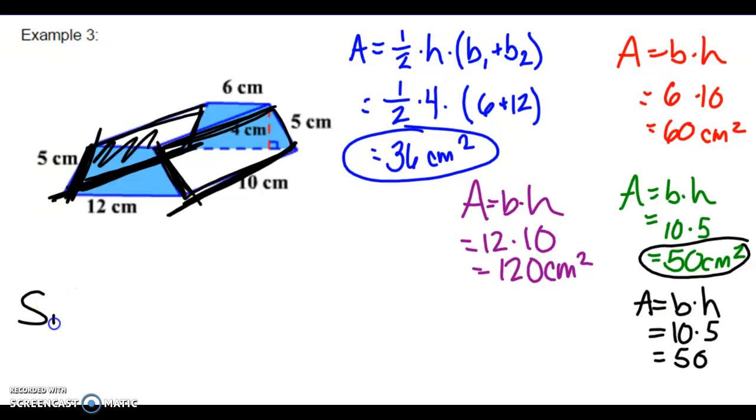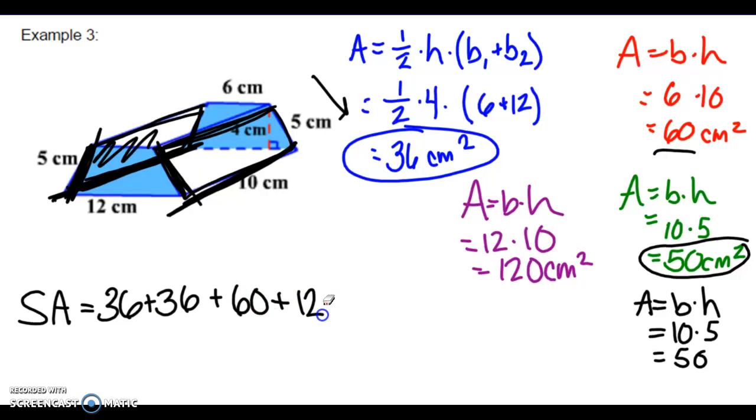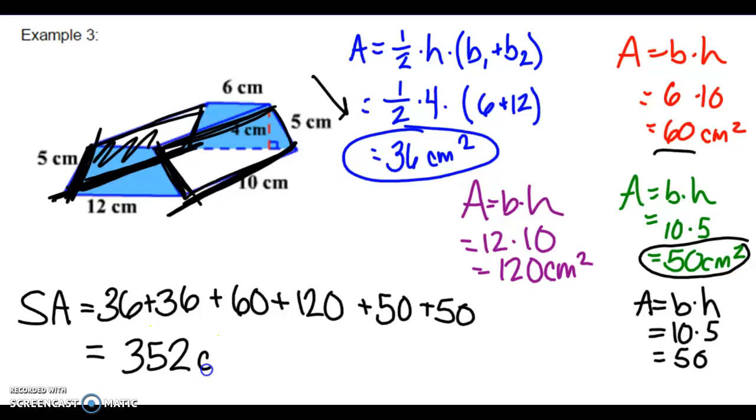Because when you go to add all your surface areas together, there are 6 sides that you should be including. So starting here with our base, we have 2 sides that equal 36. We have then 4 rectangles, one that was 60, one that was 120, one that was 50, and another that was 50. So when we add all of those together in our calculator, I'm getting a grand total of 352 centimeters squared for my surface area.